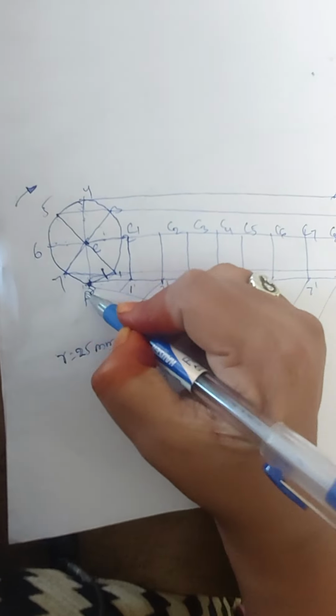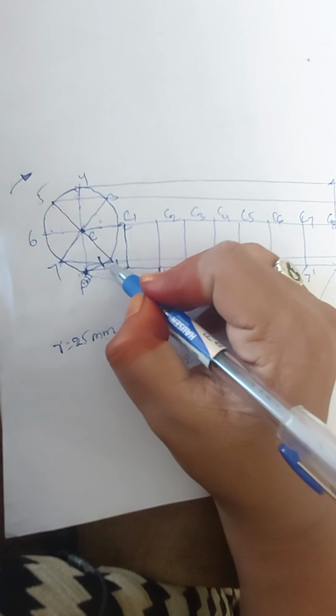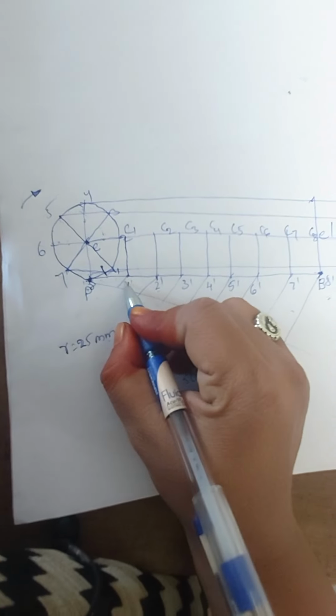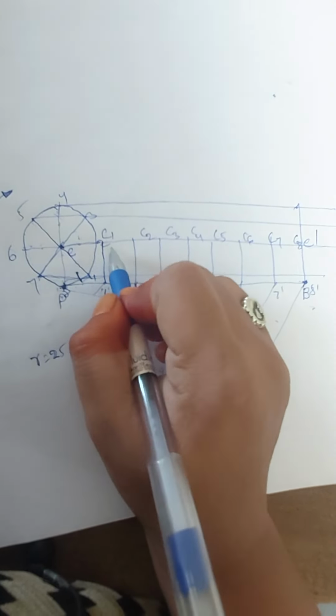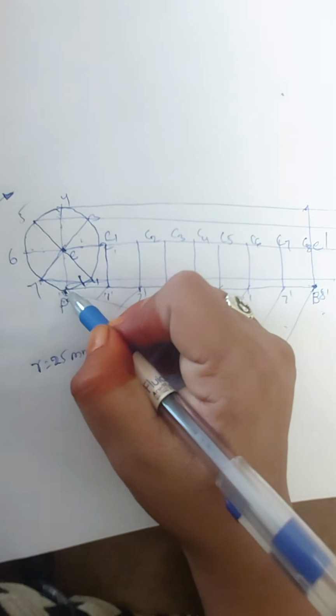the point P moves from P to P1. Means the first division on the circle coincides with the first division on the straight line. Then the center of the circle moves from C to C1, and the fixed point moves from P to P1.